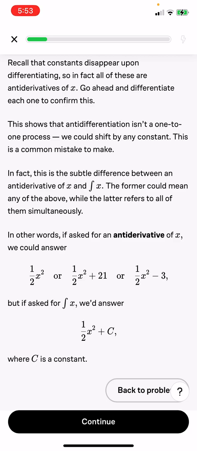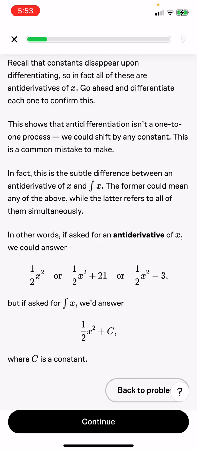In other words, if we ask for an antiderivative of x, we can answer 1 over 2 x squared, or 1 over 2 x squared plus 21, or 1 over 2 x squared minus 3. But if you ask for the integral of x, we answer 1 over 2 x squared plus c, where c is a constant. So it's kind of related, but also kind of different with the constants included.